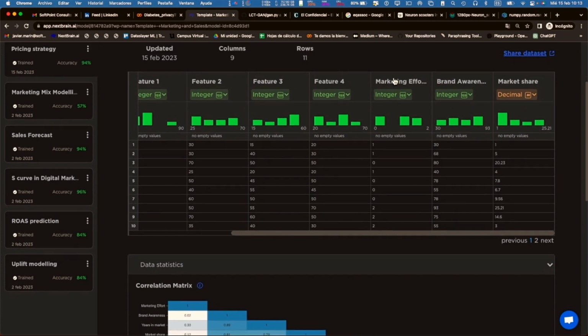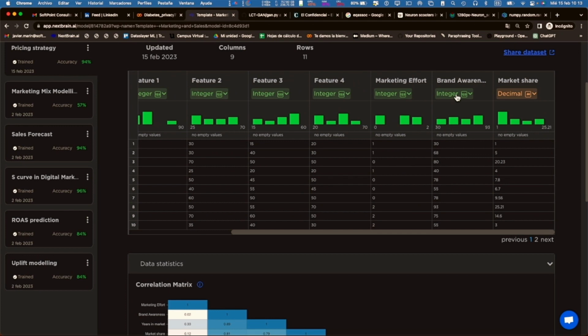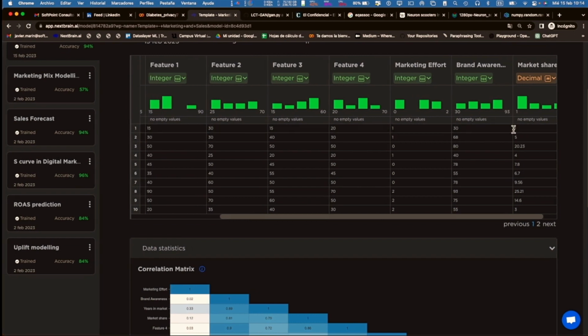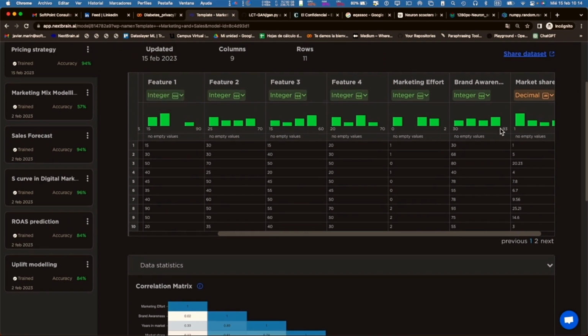We have a marketing effort as a scale from 0 to 3, where 0 is very low marketing effort, 1 is intermediate, and 2 is very high marketing effort with very high spending. Then we have brand awareness, a scale that goes from 0 to 100 coming from interviews, and we have the market share, a continuous column that is the current market share of each of these competitors. With all these features, we want to decide a pricing strategy.